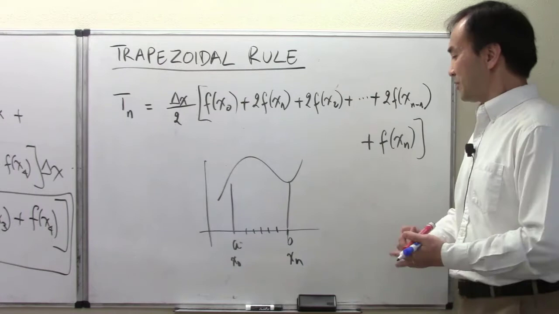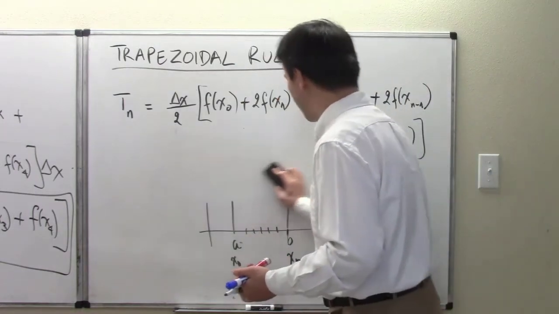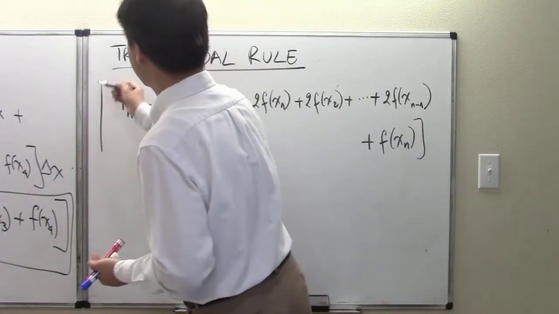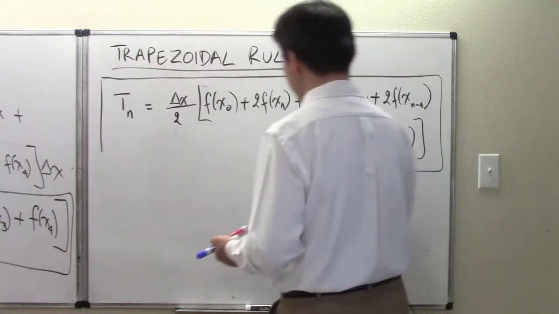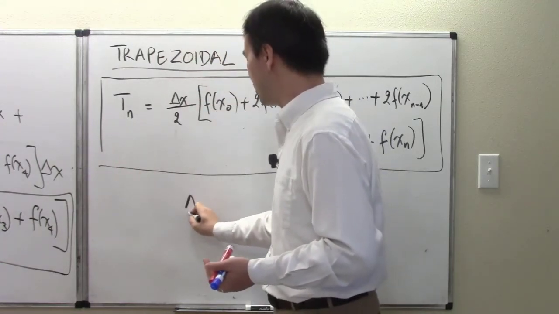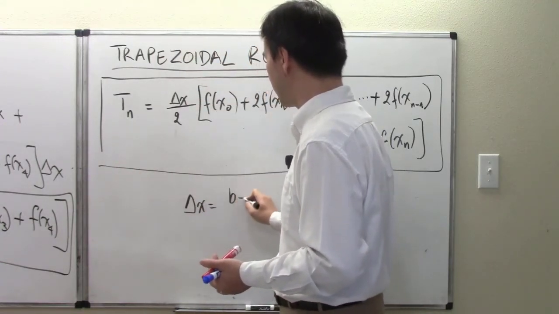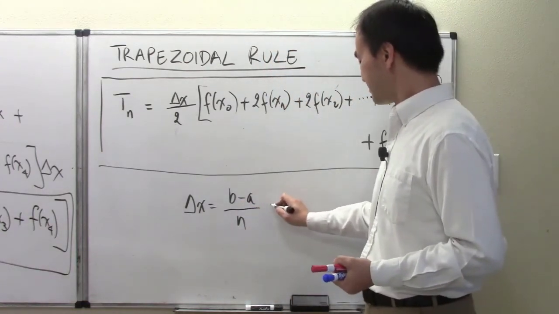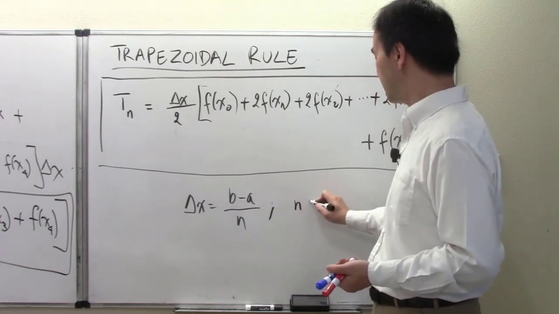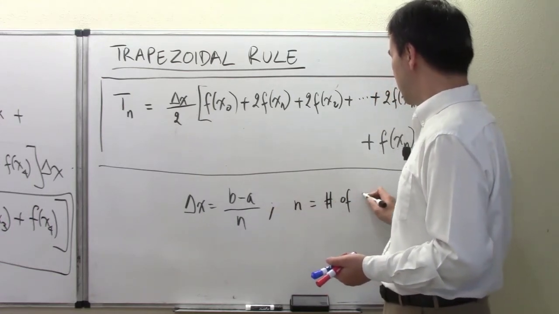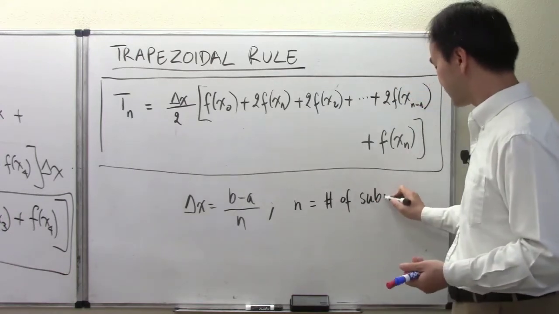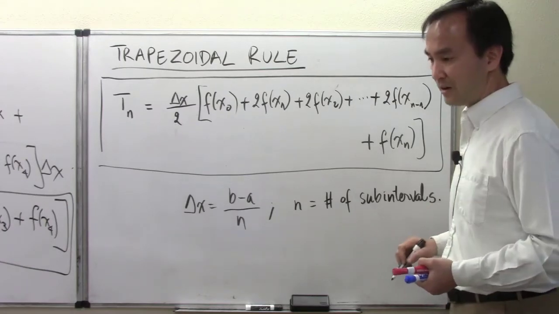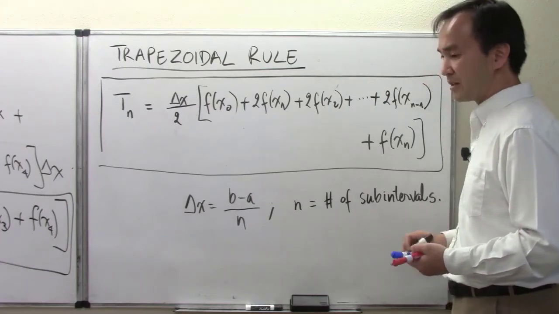Okay, and so this is the formula for the trapezoid rule here. That's the formula to highlight for the day. And so of course delta x generally is going to be b minus a over n, because we want to maintain the equal width here, and n is the number of subintervals.